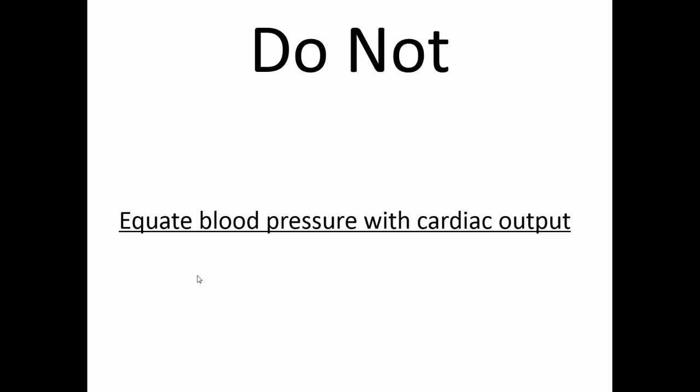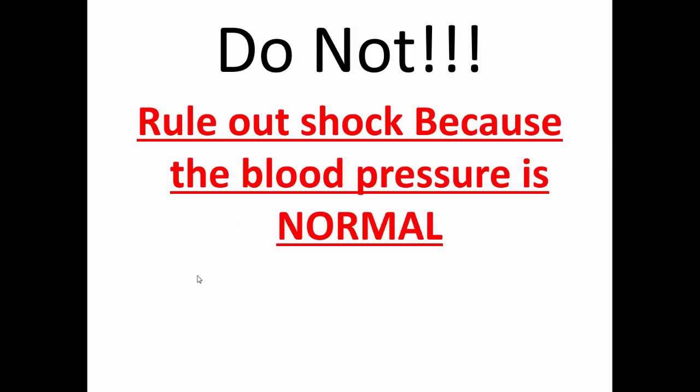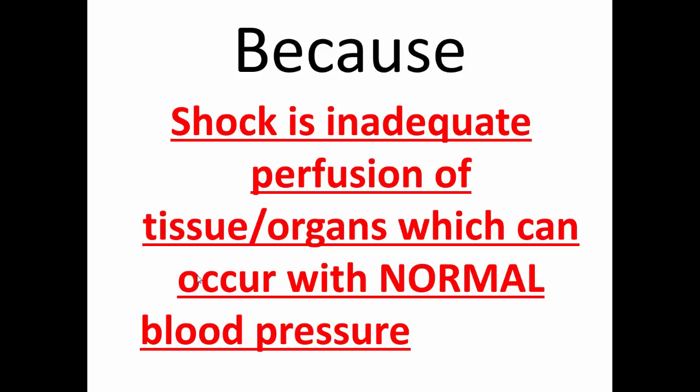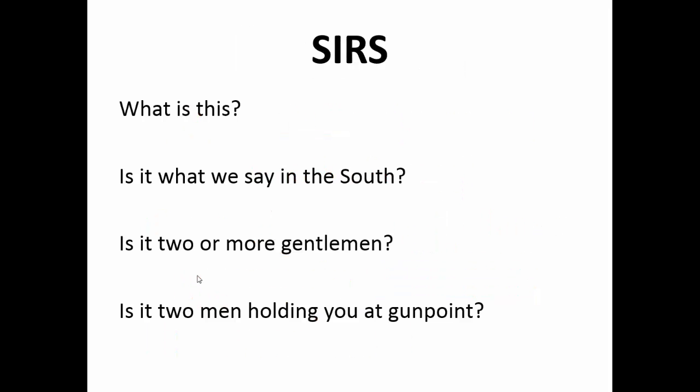So you should not equate blood pressure and cardiac output. You should not rule out shock because blood pressure is normal. Again, to hit this for probably the fifth time, shock is inadequate perfusion, and certainly it can occur with normal blood pressure.